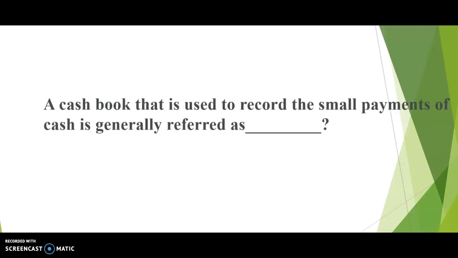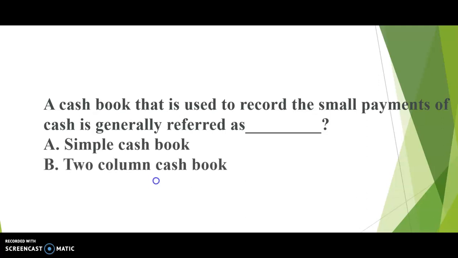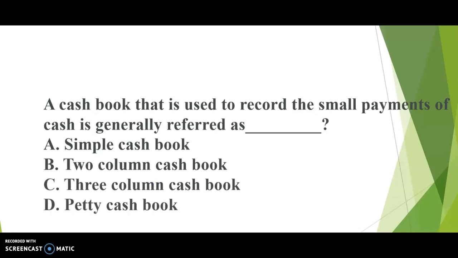A cash book that is used to record small amounts of cash is generally referred to as: A, simple cash book; B, 2-column cash book; C, 3-column cash book; and D, petty cash book. As you know, a petty cash book is a cash book used for recording small amounts of cash payments. So the petty cash book is your correct answer. The correct option is D.